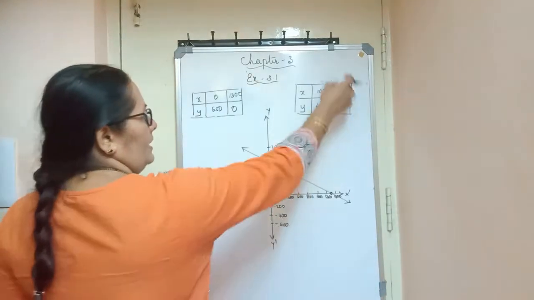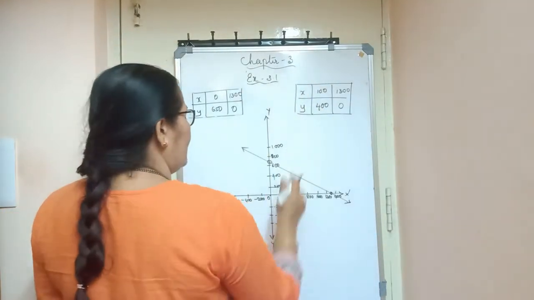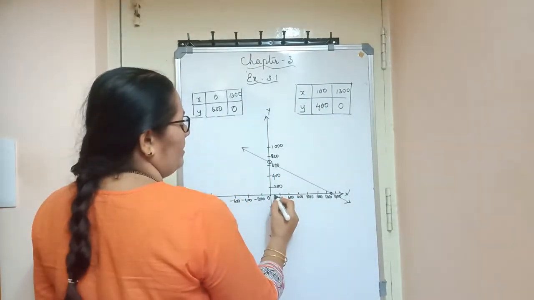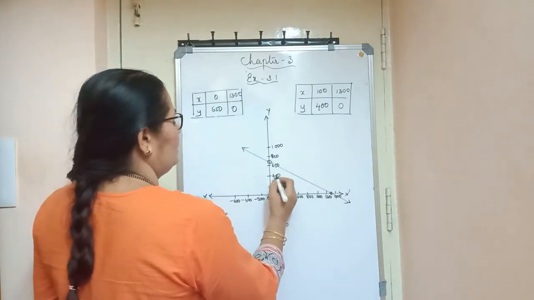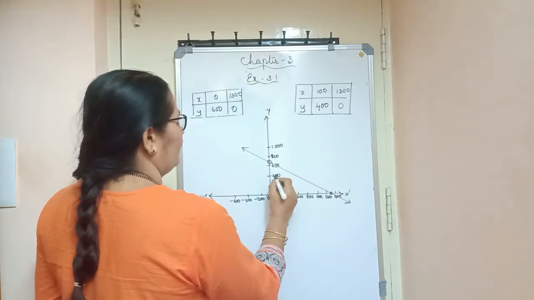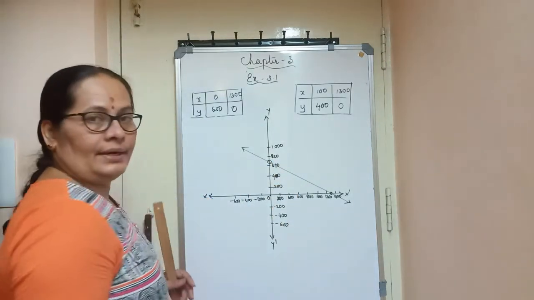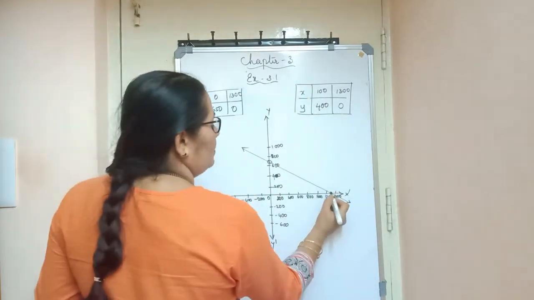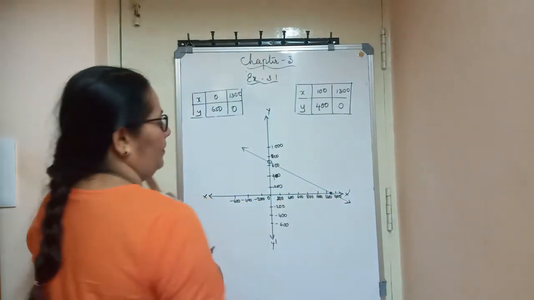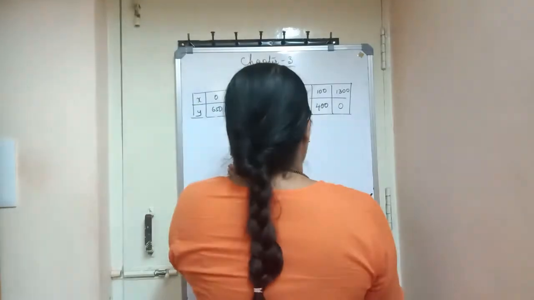Now, second equation. When x is 100, so 0 to 100 middle point is 100. So when x is 100, y is 400 here. 400. Then x is 1300. When x is 1300, y is 0. So join these 2 points.